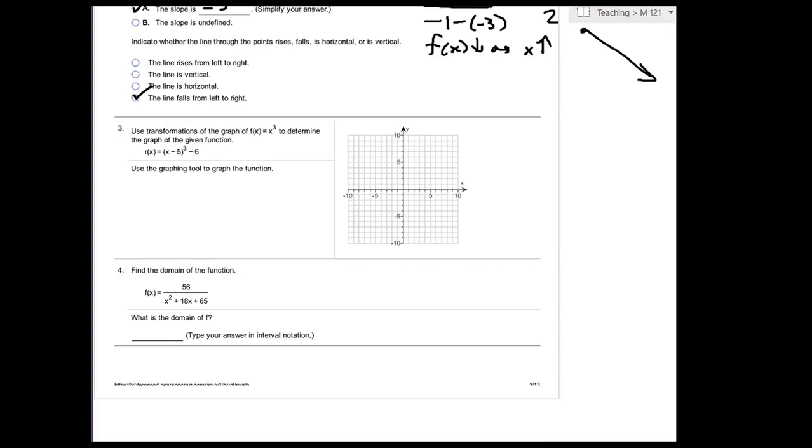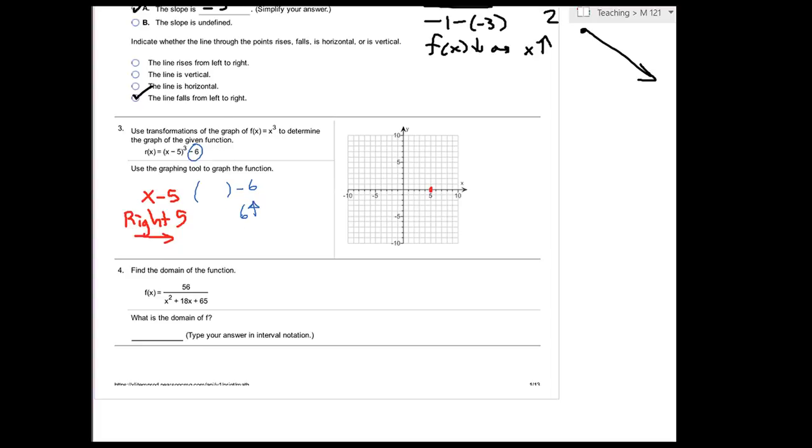Use the transformation of the graph f of x equals x cubed, I should say it correctly, to determine the graph of the given function, x minus 5 cubed minus 6. So, 2 parts here. Let's take a look at this x minus 5 business. That's going to be right 5, so we're going to go that way 5. So that's right here. And then the minus 6 on the end is going to be up 6. Not up, down, because that's the one that goes in the same direction.